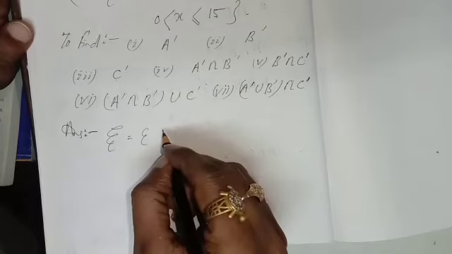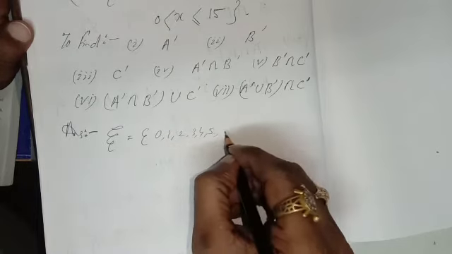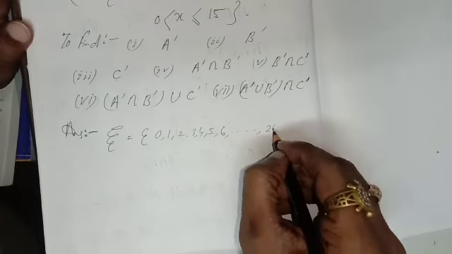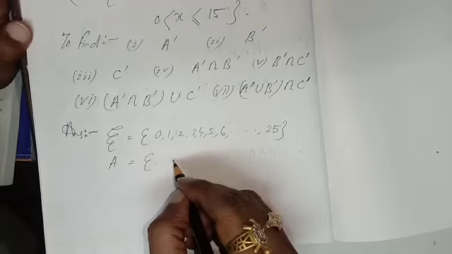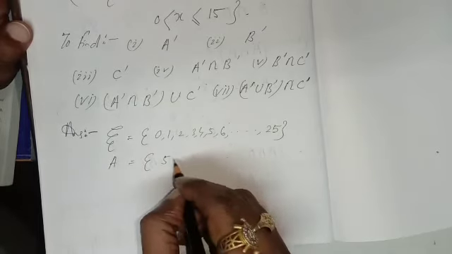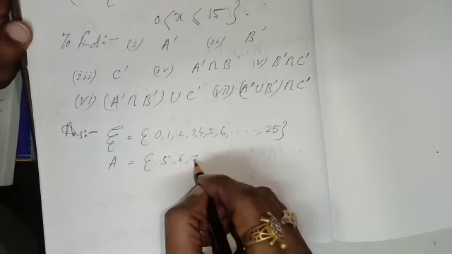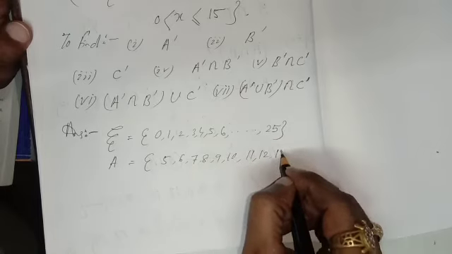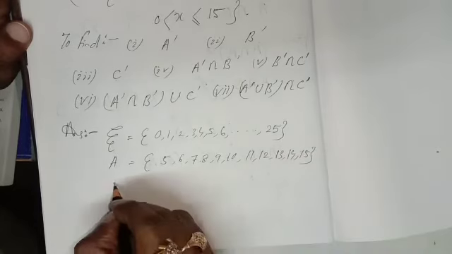Whole numbers means 0, 1, 2, 3, 4, 5, 6 up to 25 because less than or equal to 25. You have to write 0 to 25 serially. And A is a set x belongs to natural numbers, greater than or equal to 5, means 5, 6, 7, 8, 9, 10, 11, 12, 13, 14 up to 15 you have to write. This is the set A.